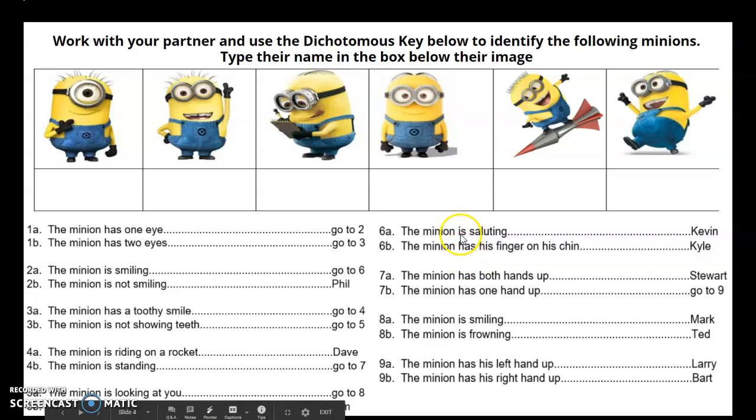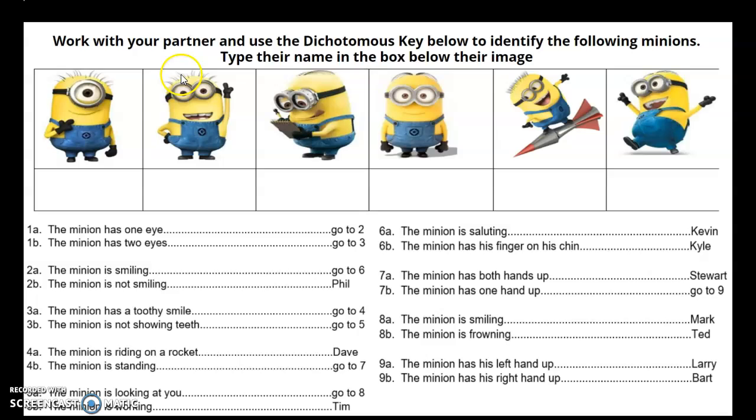Okay, my two statements for 6 are the minion is saluting or the minion has his finger on his chin. Okay, those are my two options. Well, if I look here at my minion, I see that his finger is on his chin. All right, so then I go over to the right and it tells me his name is Kyle. Okay, I'm done. I don't have to go to any other numbers. Okay, so this little guy here, his name is Kyle. I've identified him.